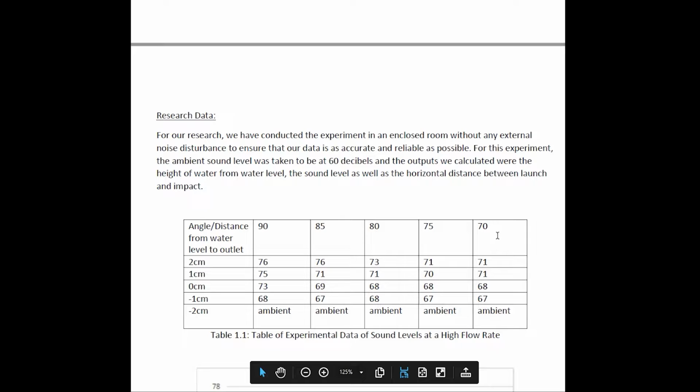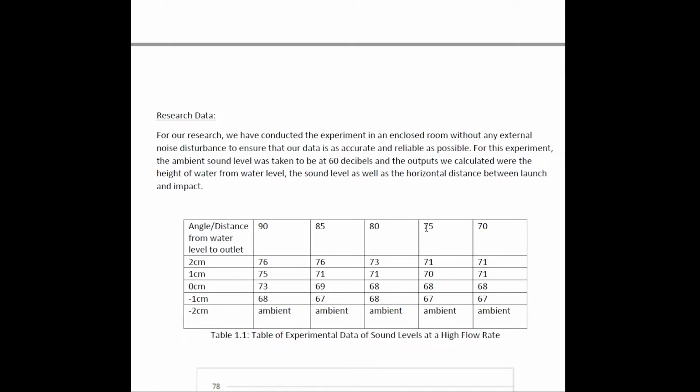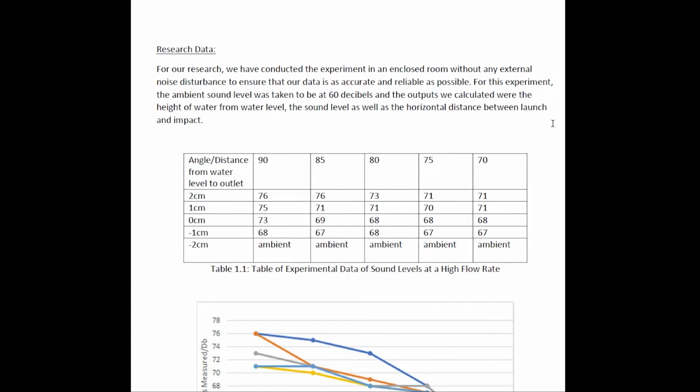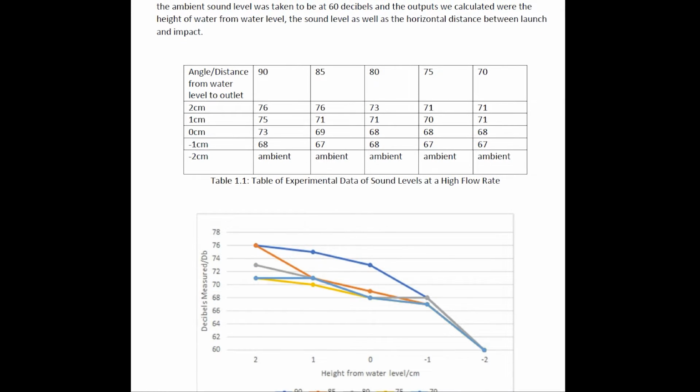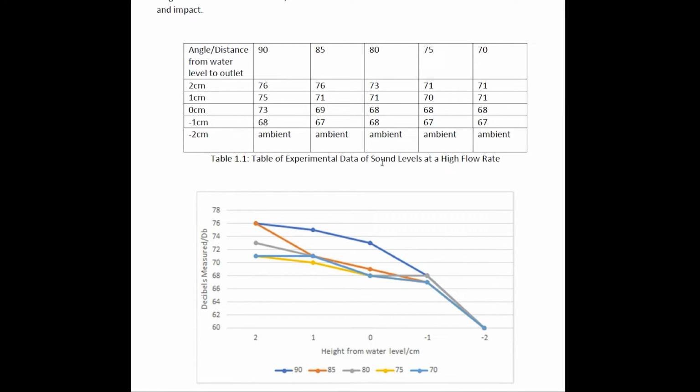For our research, we conducted an experiment in an enclosed room without any external noise disturbance to ensure really accurate and reliable data. In this case, the ambient sound level was taken to be 60 decibels, and the outputs we calculated were the height of water from water level, the sound level, as well as the horizontal distance between the launch and its impact. Specifically for the last part, we did it such that the piping and the water shot out from the piping does not exceed the width of the waterway, and is at a point where any water that shot up will go back into the waterway and not affect the passersby who are using the platform.